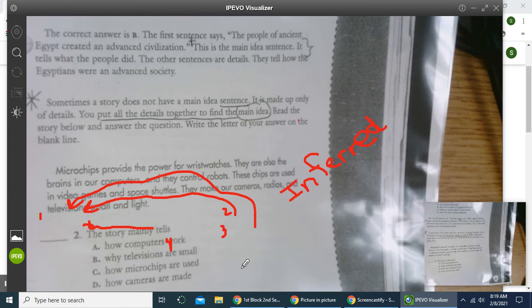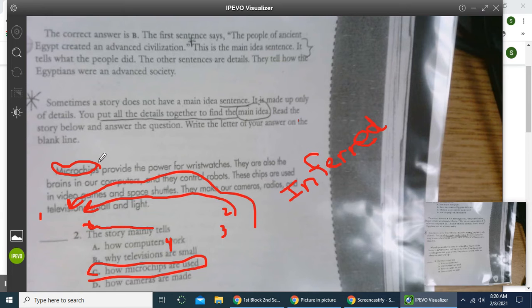It would be C, how microchips are used. And the reason why is because it comes back to microchips, even though my writing is all off at this point. So when you are doing these, you're going to get points for numbering the sentences, and you're going to get points for letting me know if it's inferred or defined. This is not defined, it's inferred.